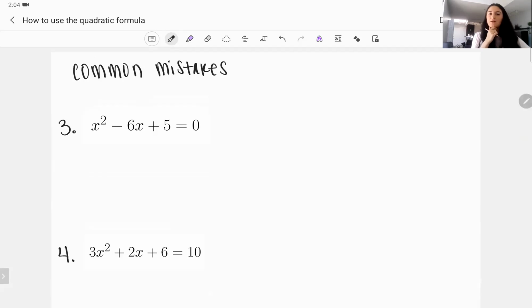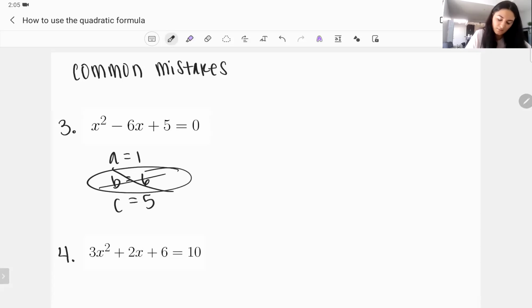So this question number 3 right here, x squared minus 6x plus 5 equals 0. Students will look at this and go, okay, I need to figure out what A, B, and C are. And they'll say A is equal to 1, B is equal to 6, and C is equal to 5. So this is what students like to write. But this is not quite correct, and I encourage you to pause the video and see if you can figure out what is wrong with this. And so the thing that's wrong with this is that B is not equal to 6, B is equal to negative 6. And that's because there's that negative sign in front of the 6 in the equation.